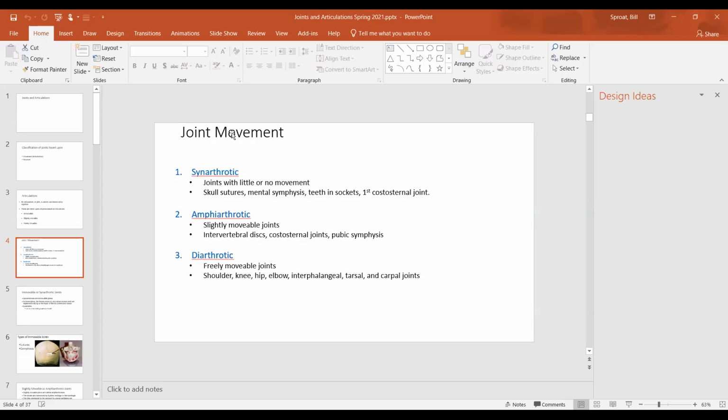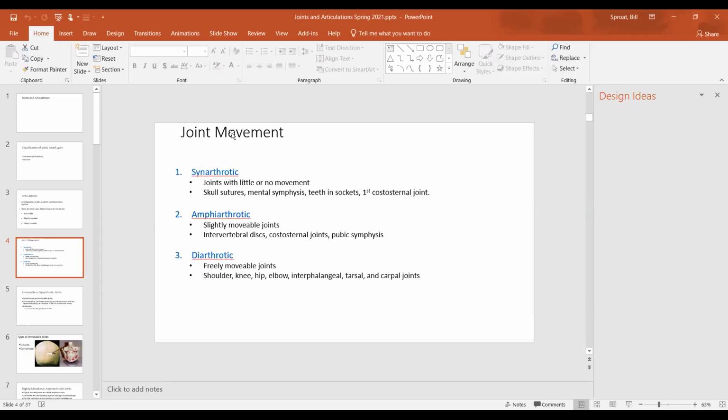And then we have the freely movable joints, the bulk of the joints: the shoulder, the knee, the hip, the fingers, the ability to move our fingers, the phalanges. The tarsal bones, the carpal bones can move. All of these are freely movable joints, the diarthrotic joints. So this is classifying these joints by movement.